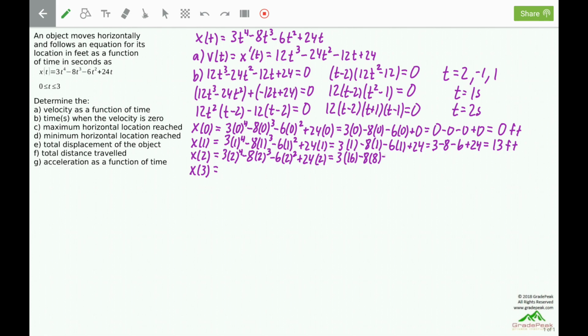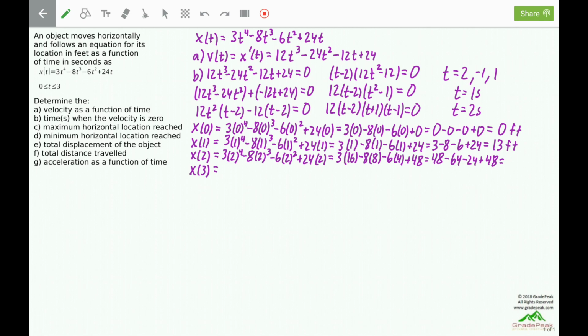2 cubed is 8. 2 squared is 4. And 24 times 2 is 48. 3 times 16 is 48. Minus 8 times 8 is minus 64. Minus 6 times 4 is minus 24. And then plus 48.